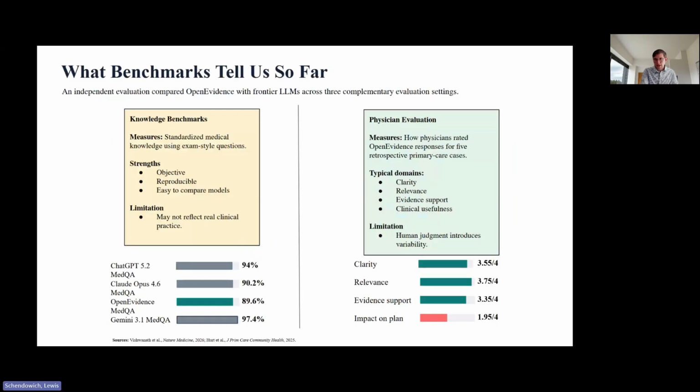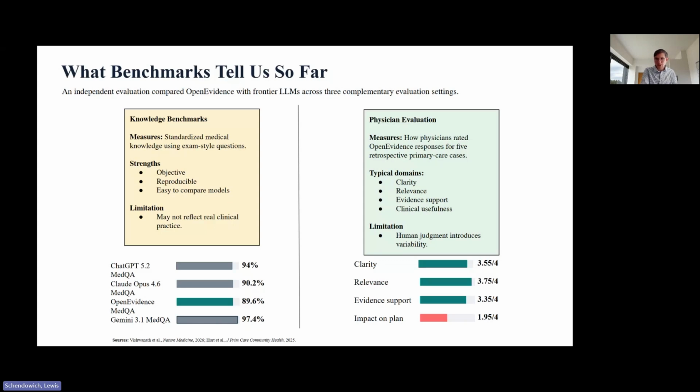So now we understand how benchmarks work. We can apply that concept to a clinical AI system like OpenEvidence. On the left, you can see here that several models were benchmarked on exam-style medical knowledge, and OpenEvidence scored around 89.6%. You can see here that other general LLMs were also tested and compared against OpenEvidence. This was in an article that was published, I think, 2 months ago in Nature Medicine.